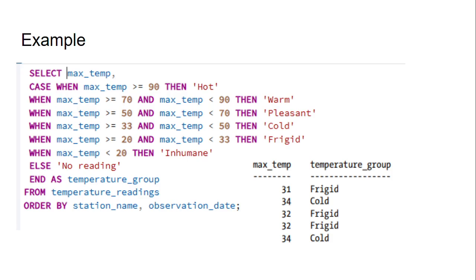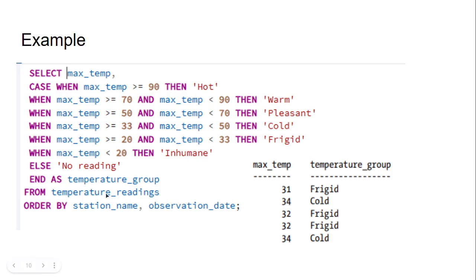So for example, we have select max temperature. CASE WHEN max temperature is greater than 90, THEN hot. WHEN max temperature is between 70 and 90, THEN warm. So we have all of these, and then we have ELSE no reading. Then we can END AS temperature group. So this is going to be a name for the column that will be created for the case statement.